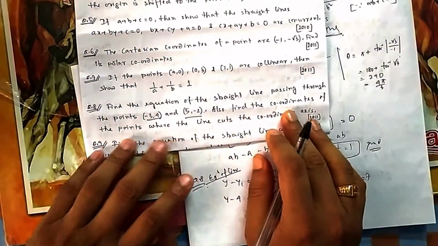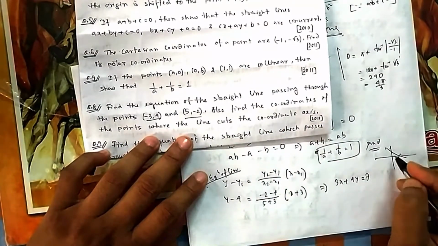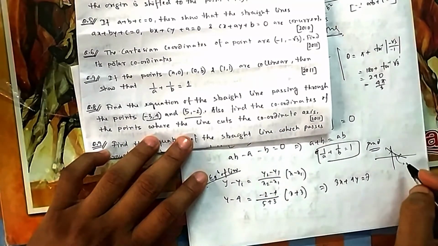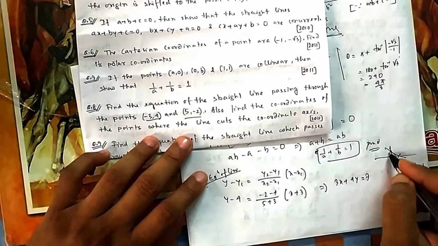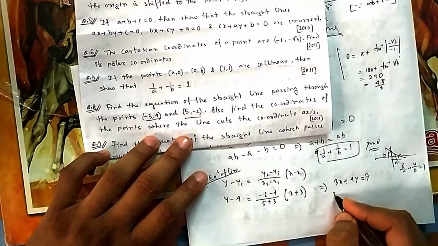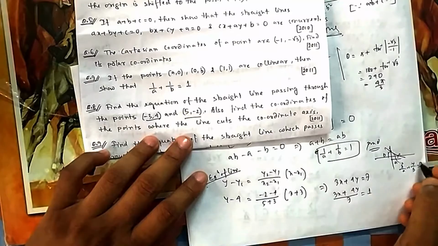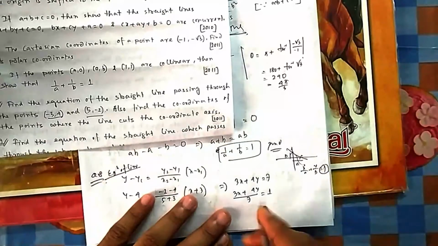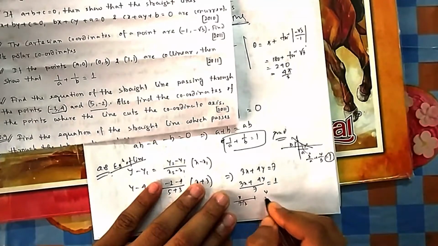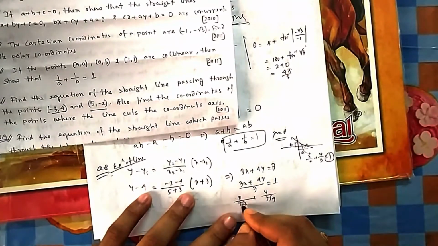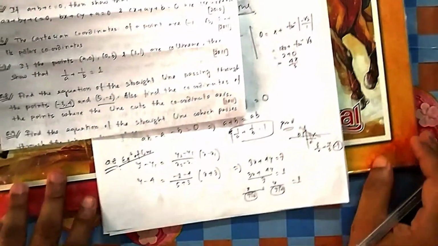Now they are asking to find the coordinates of the point where the line cuts the x-axis. So what is the formula? If I convert it to intercept form, then I can directly write it, because this is directly a and this is directly b. For intercept form, you have to divide by 7 so that the right side is 1, because that is the intercept form. If you divide, you can write x by (7 by 3) plus y by (7 by 4) equals 1. So this is your x intercept, and this is your y intercept.